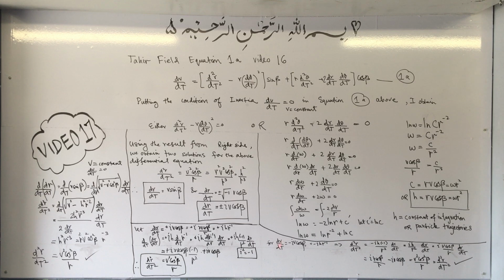Okay, for dr over dt is equal to minus iota v cos beta, it is the same. We can proceed in the same way as we did before: minus iota h r to the power minus 1, applying the chain rule here, and we get v square cos square beta over r is equal to d square r over dt square.